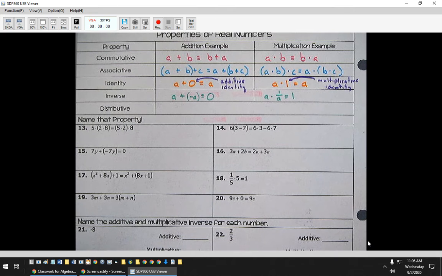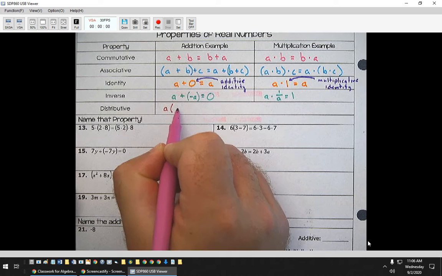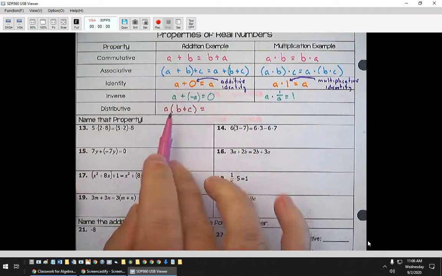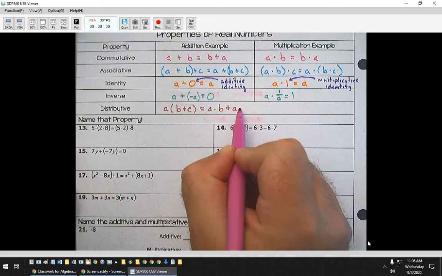And then the last one is the distributive property. You guys usually know this one. If I take A times the quantity B plus C, when I distribute that, I would get A times B plus A times C.